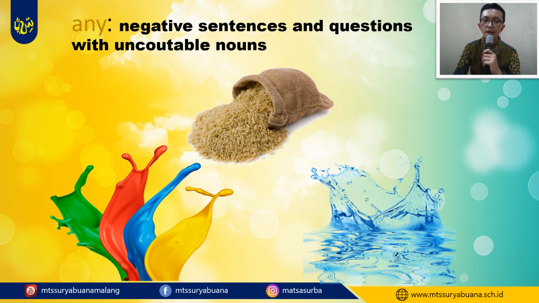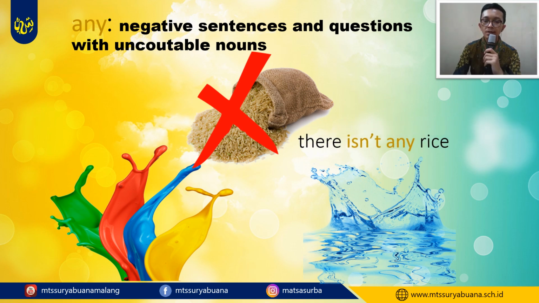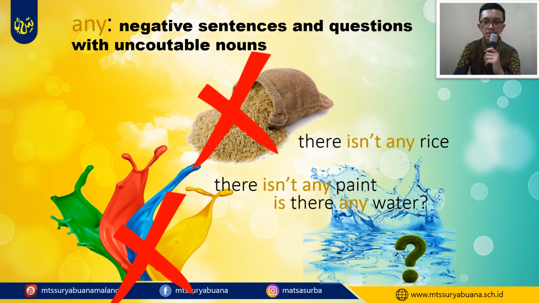Okay, next, any. Any is also used for uncountable nouns. Of course, that is for negative and also question forms. The first sentence here in the negative form: there isn't any rice. And then there isn't any pen. And the last one, if you want to make a question with the word any, this is the example for you. Is there any water?